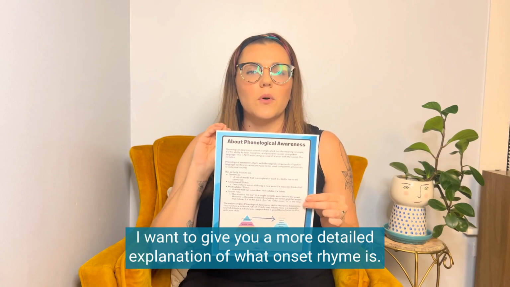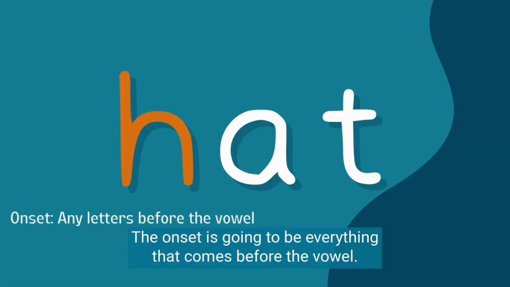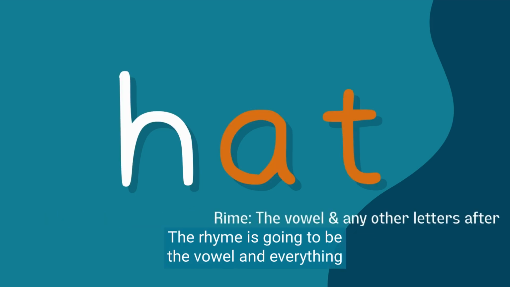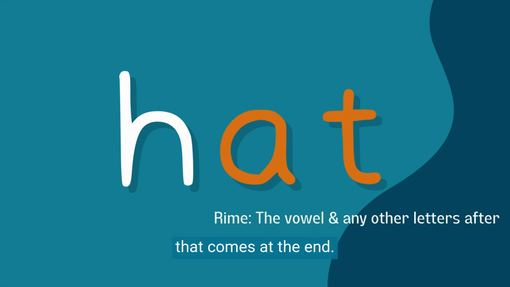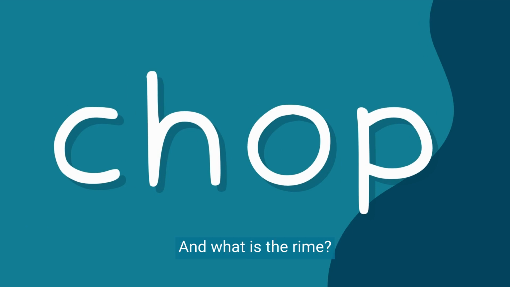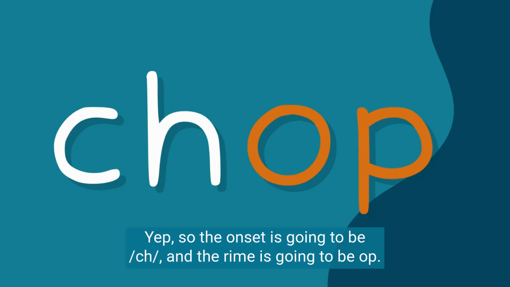I want to give you a more detailed explanation of what onset rhyme is. The onset is going to be everything that comes before the vowel. The rhyme is going to be the vowel and everything that comes at the end. So we have at. Now you tell me, what is the onset in this word, chop, and what is the rhyme? Yep, so the onset is going to be ch, and the rhyme is going to be up.